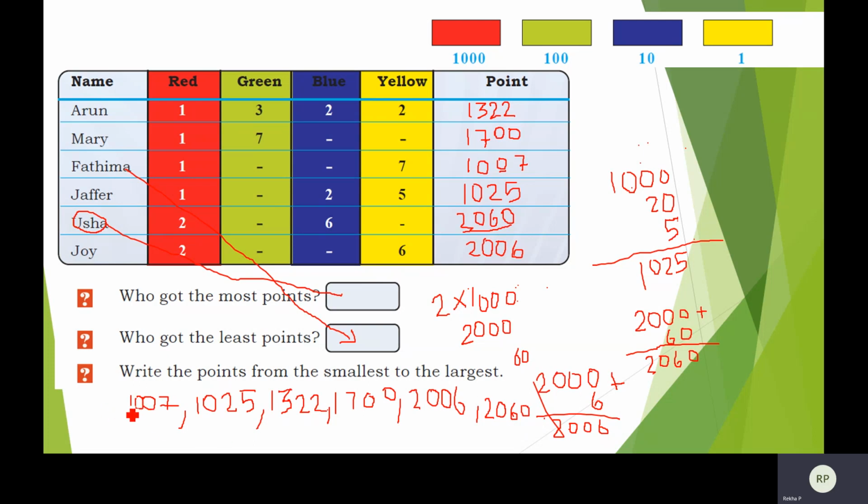If you want to find the smallest number, you check which higher place is having the least value. If all these have the same value, then you have to check the next place. The hundreds place, these two have the same value 0. So now you have to check the next place, the tens place. In the tens place, we found that this one is having the least value. So that comes first. Then this one.